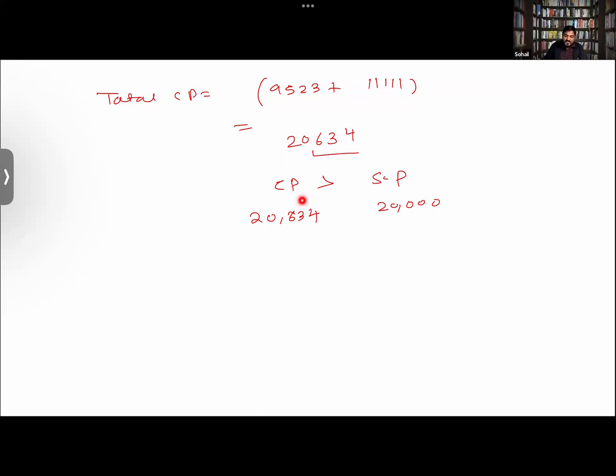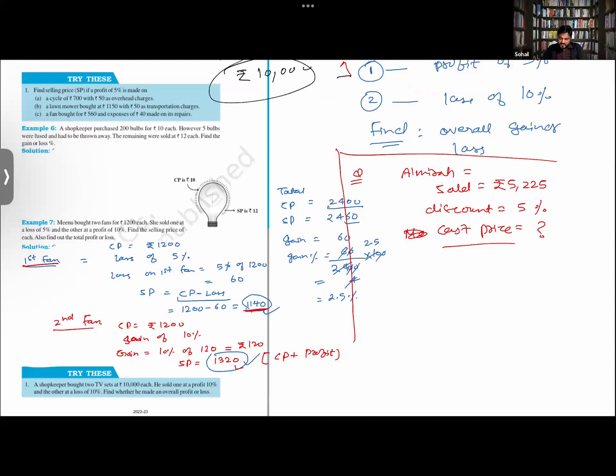Yes, Ahmed. When the cost price is greater than the selling price, then there is a loss. Yes, sir. This means there is a loss. So hence that is a loss. And the question was asking you to find whether it's a loss or gain. So hope that clears the doubt. Hope that is clear.